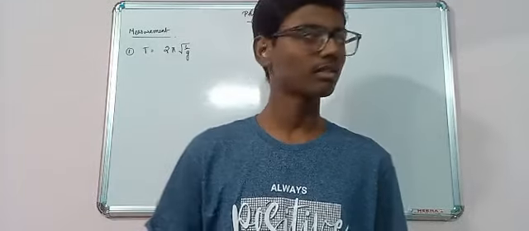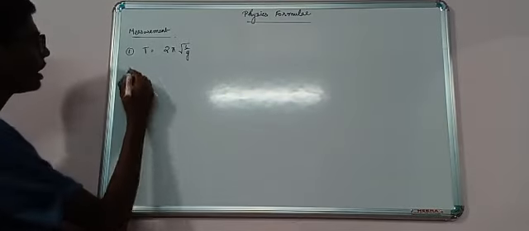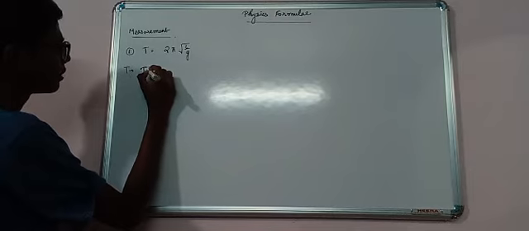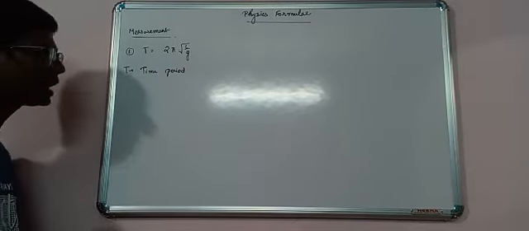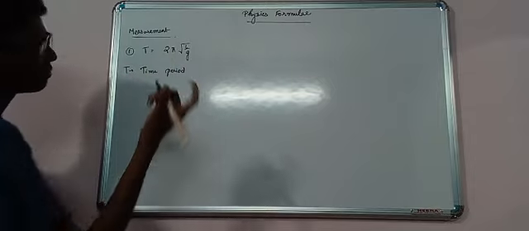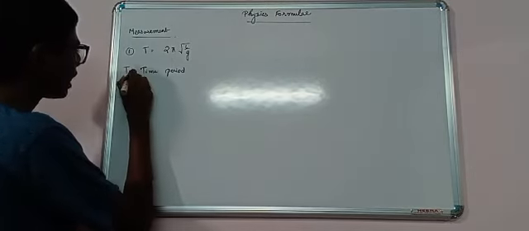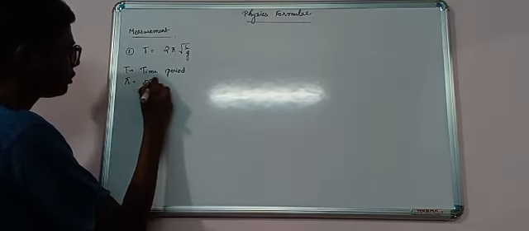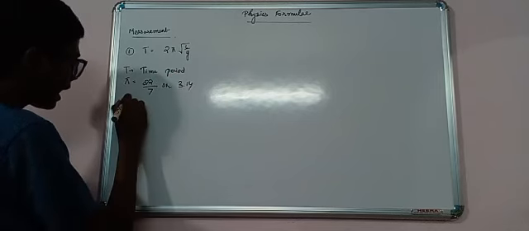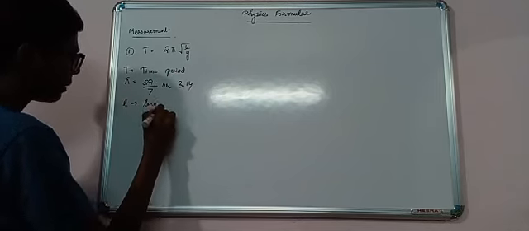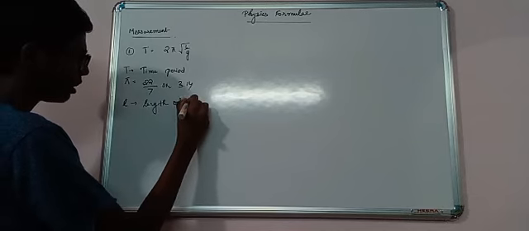Once again I am saying in brief, T here refers to time period. 2, nothing to write. Pi, either value of pi you can take as 22/7 or 3.14. L here refers to length of the pendulum. Now what is this length of the pendulum?